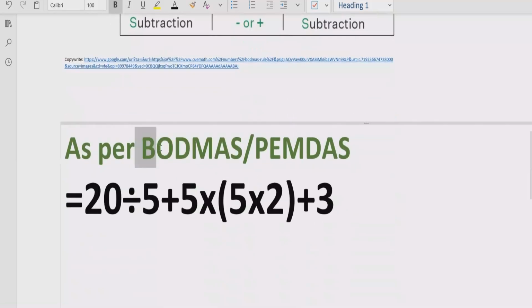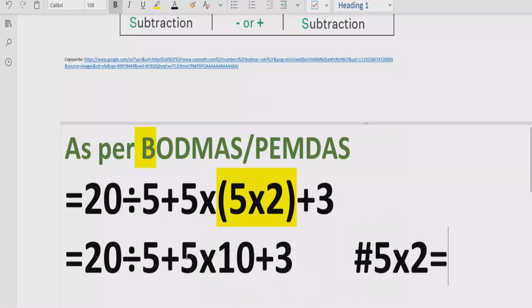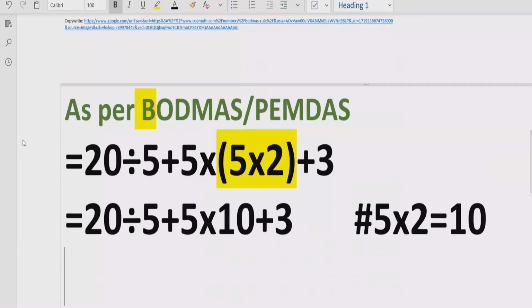As you can see, we have to solve the bracket first. So this is the bracket which we can solve first. Other things I'm writing as it is. So 5 multiplied by 2 equals 10, plus 3, which I'm writing as it is. And here I'm giving the reference: 5 multiplied by 2 equals 10. Now we do not have any bracket, and our expression does not contain any exponent part.